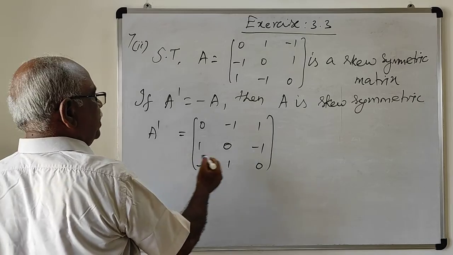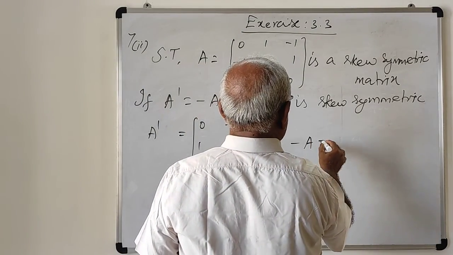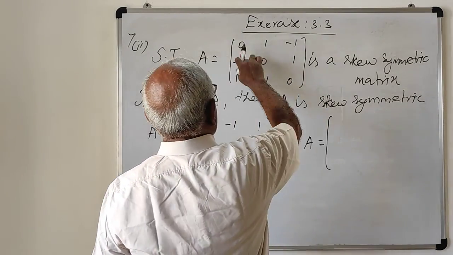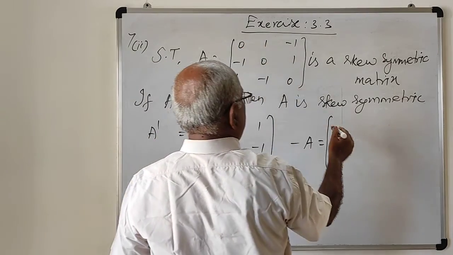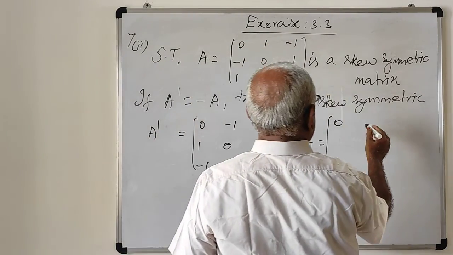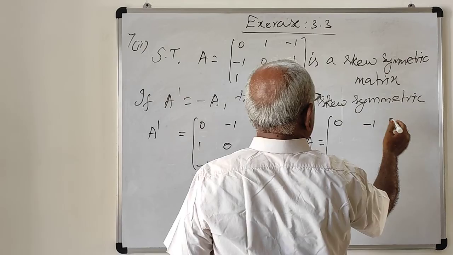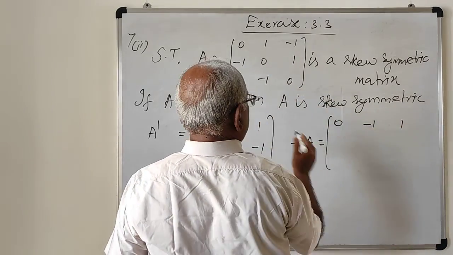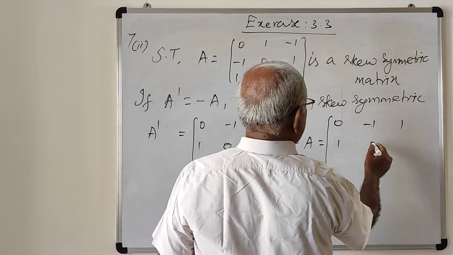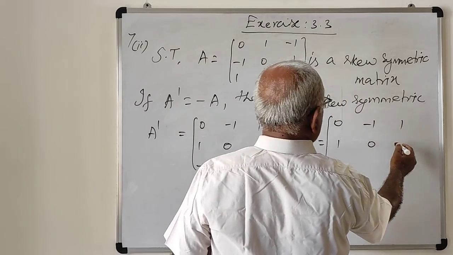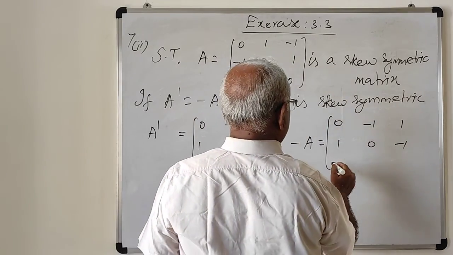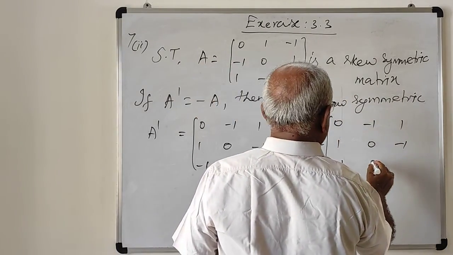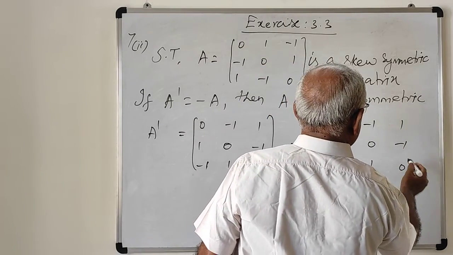See, what is minus A? Multiply A by the minus sign. Minus into 0 is 0. Minus 1 into 1 is minus 1. Minus 1 into minus 1 is plus 1. Minus 1 into minus 1 is plus 1. 0 into minus 1 is 0. 1 into minus 1 is minus 1. 1 into minus 1 is minus 1. Minus 1 into minus 1 is plus 1. 0 into minus 1 is 0.